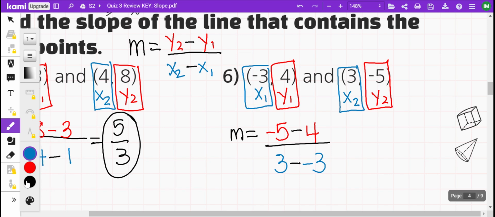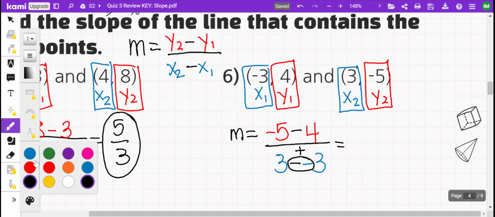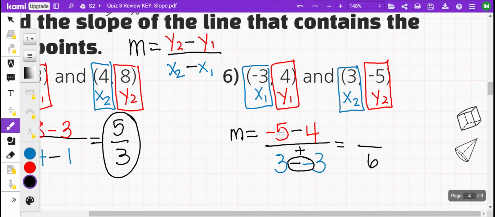We did talk about how to solve this when we went over it, but if you don't know, use a calculator. Anytime I have a negative and a negative right next to each other, they become a positive. So this new problem is now 3 plus 3. So in the bottom, 3 plus 3 is 6. And then -5 minus 4 is -9.